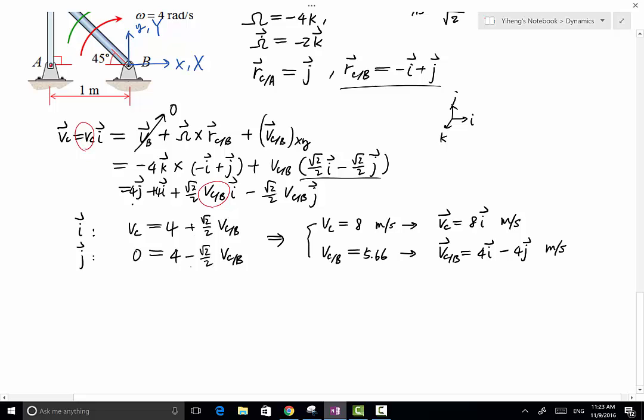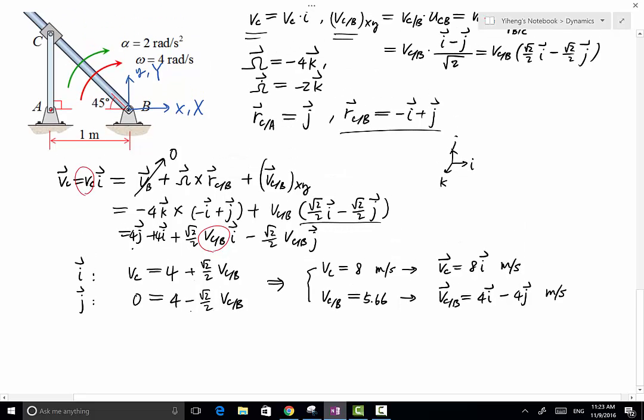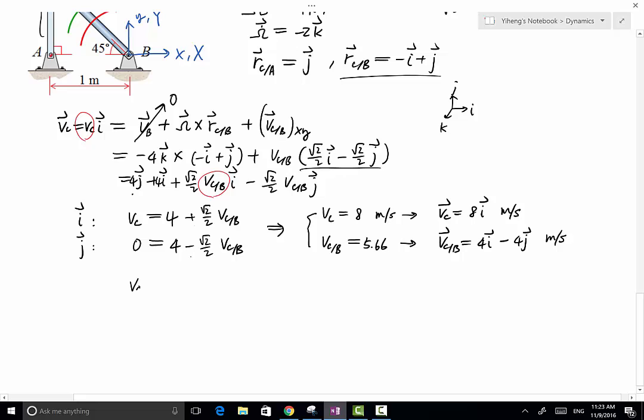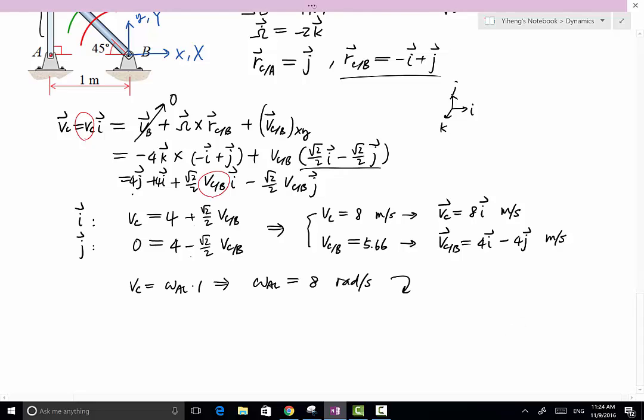So now we have determined VC, and because VC equals omega AC times this radius of 1 meter, VC equals omega AC times 1 meter. Therefore, omega AC can be determined to be 8 radians per second. We can determine its direction in a manual way, so the direction is going to be clockwise. So that answers the first half of this problem.